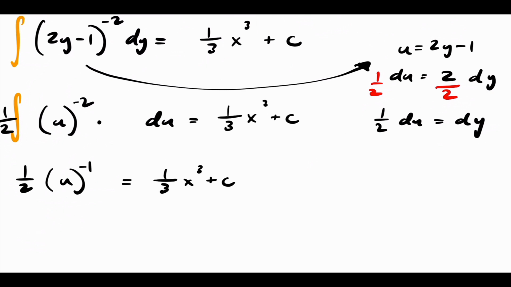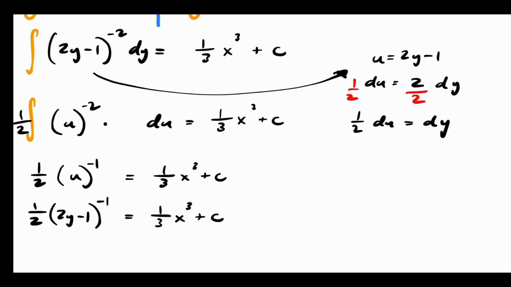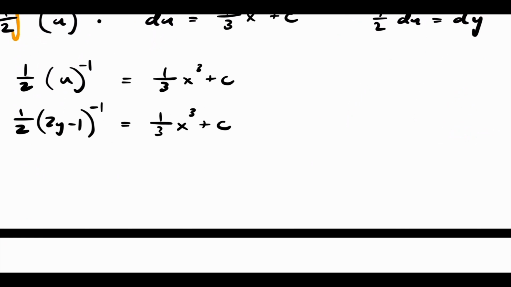Okay, move u back in. 1/2 (2y minus 1) to the negative 1 equals 1/3 x to the third plus c. So because it has a negative power, it's got to move down.